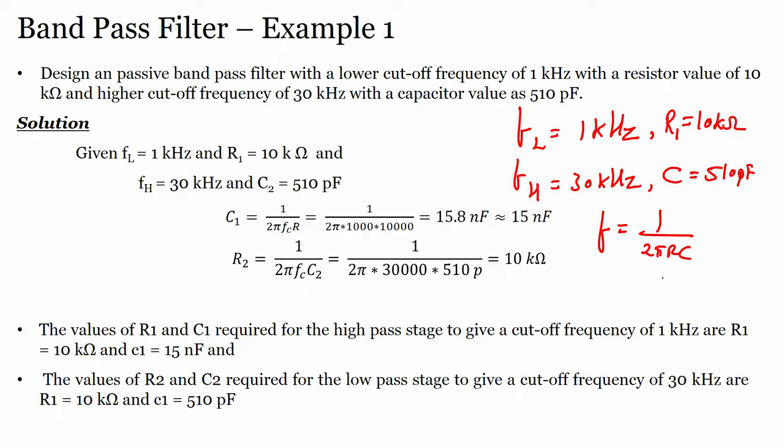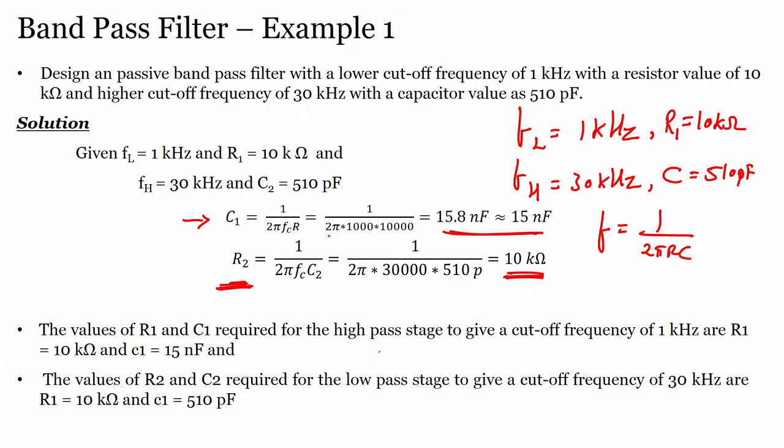That means if I substitute the values, I will have capacitor C1 equals 1 upon 2 pi FC R, right. I have 2 pi into FC, which is my 1 kilohertz, into my R, which is 10 kilo ohm. Then I will have a value of approximately 15.8 nanofarad, or 15 nanofarad. If I use another formula, 1 upon 2 pi RC, so if I want to measure, R2 would be 10 kilo ohm, correct.